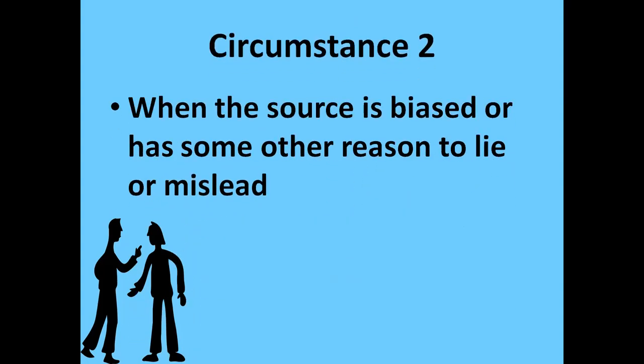When the source is biased or has some other reason to lie or mislead, fallacy will occur. When a person keeps his or her interest in mind while sharing information and molds it in his or her favor, he or she is biased. Such circumstance can also lead us to the fallacy of inappropriate appeal to authority. Let's see its example.